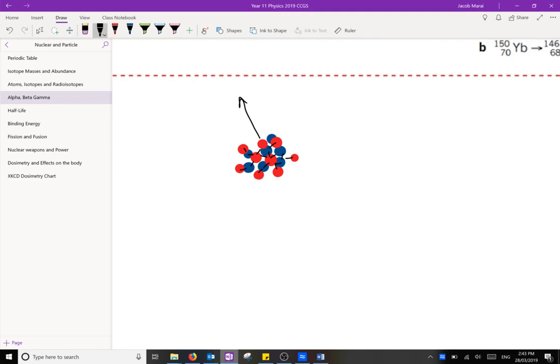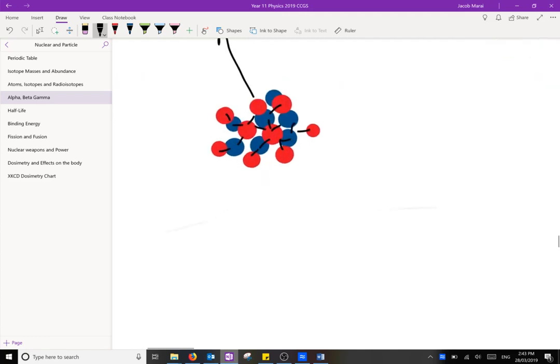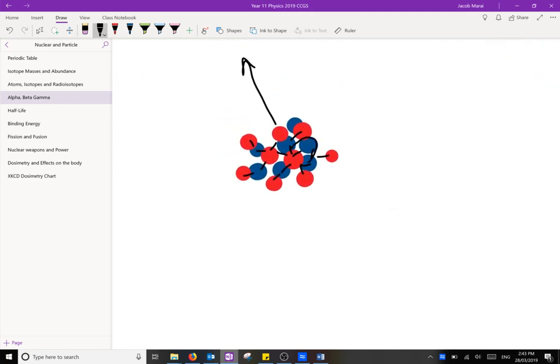You've got the strong nuclear force. Now, the strong nuclear force only really acts over its neighbouring nucleon. It cannot act further than that. So really, it's acting between a proton and a neutron right next to each other. It can't go any further than its nearest neighbour. So it is a very short-range force.